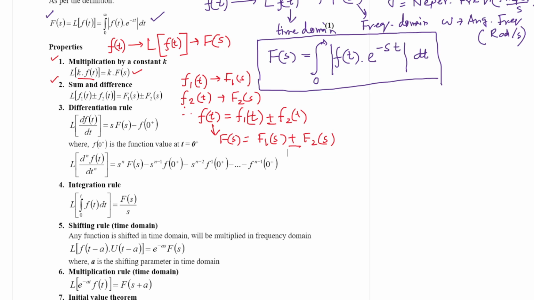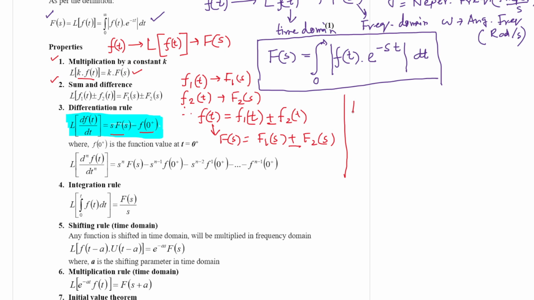Now third rule is very important. It is the differentiation rule. It's very, very important. So if we have a differentiable function df(t)/dt, then if we apply the Laplace transform of the differential function, then the result will be sF(s) minus f(0+). It's an extremely important property.